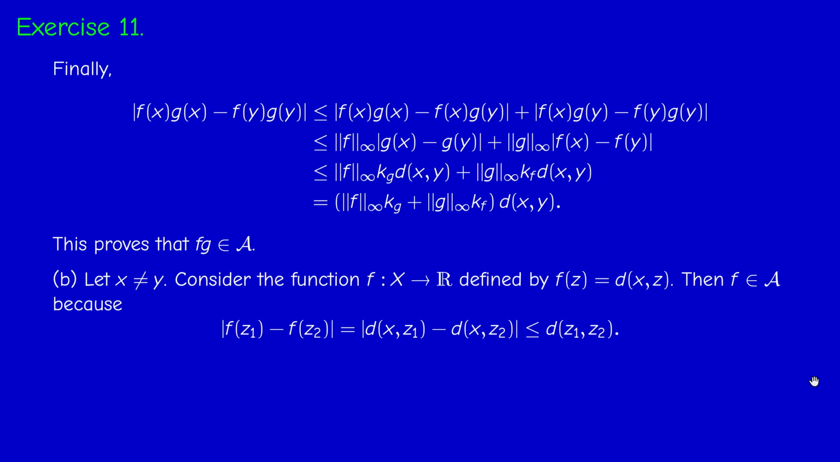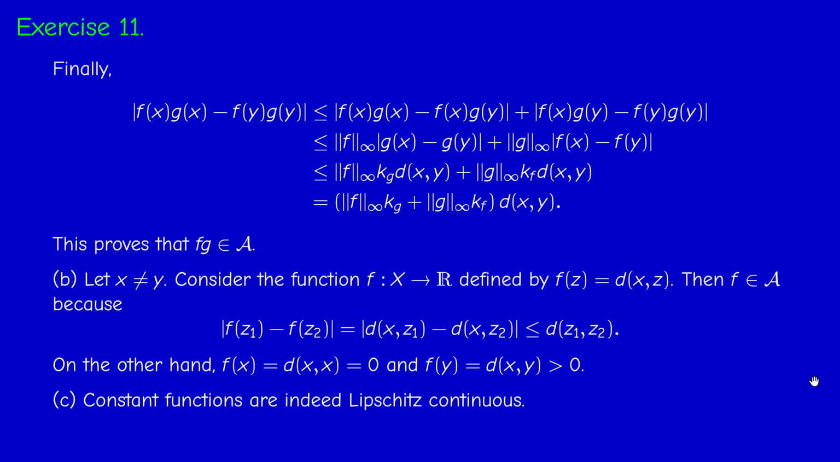And now this f separates x and y, because f of x is the distance between x and x by definition, so it's 0. And f of y is the distance between x and y, and this is different from 0. It's positive because x is different from y and d is a distance. So we separated x and y by a Lipschitz continuous function. And okay, so as we know, constant functions are Lipschitz continuous.